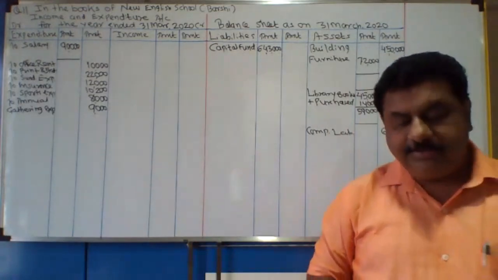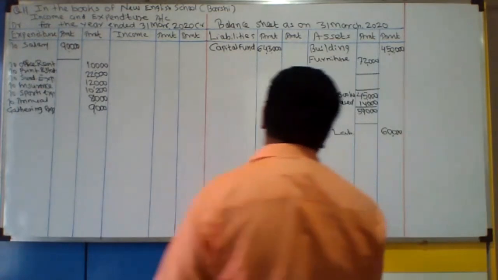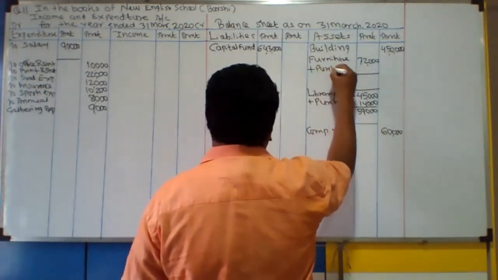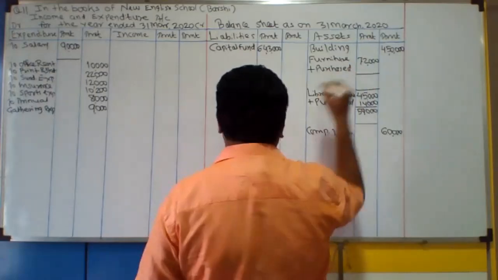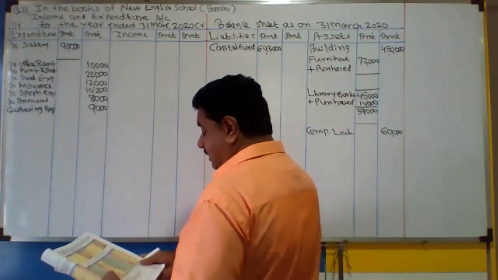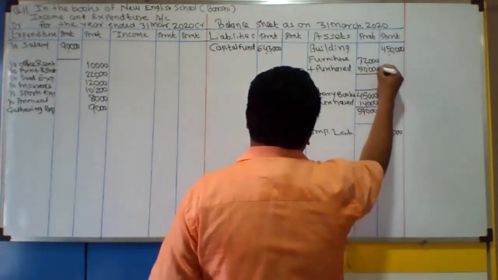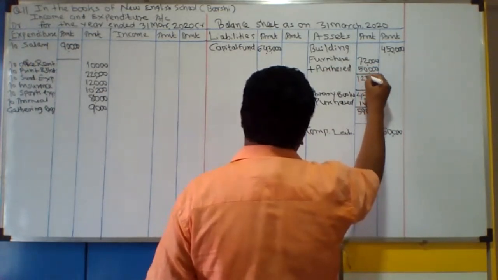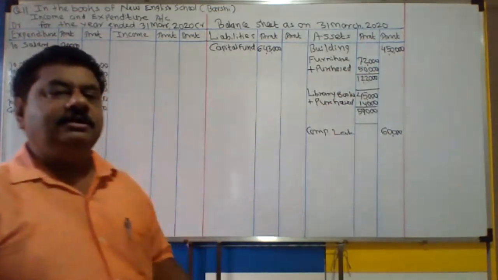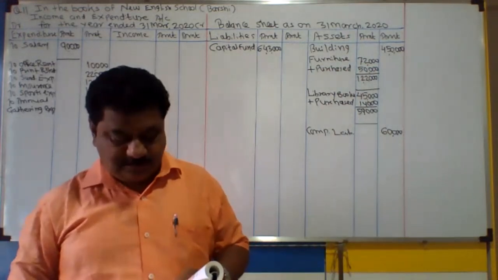Then furniture. By the way, this is a newly purchased asset. तो ये तो asset में ऐड करना पड़ेगा. Furniture में ऐड करो, add purchased. So furniture newly purchased is 50,000 rupees. Your furniture is now becoming 1,22,000 in the inner column. Here, it is subject to depreciation.